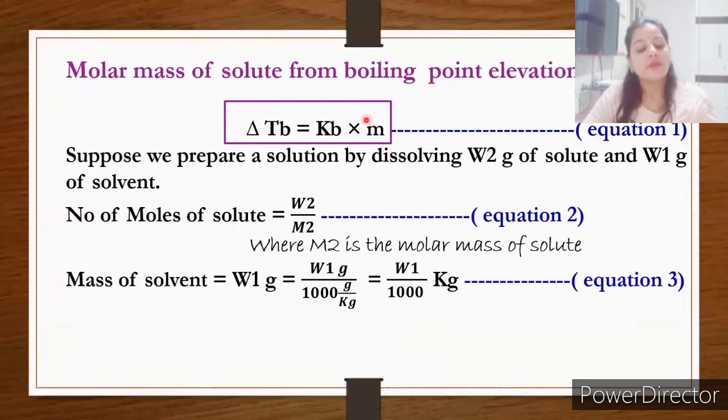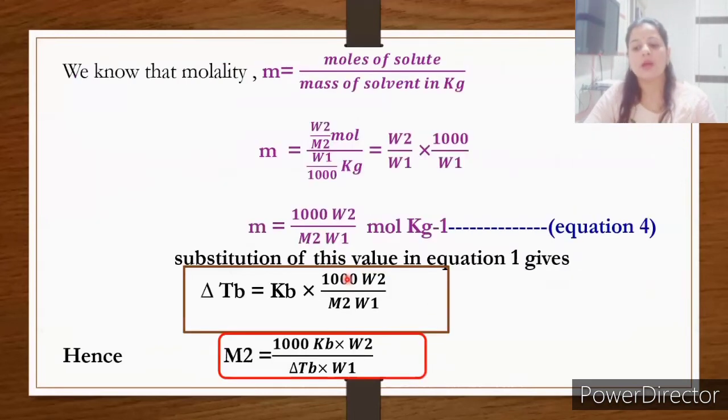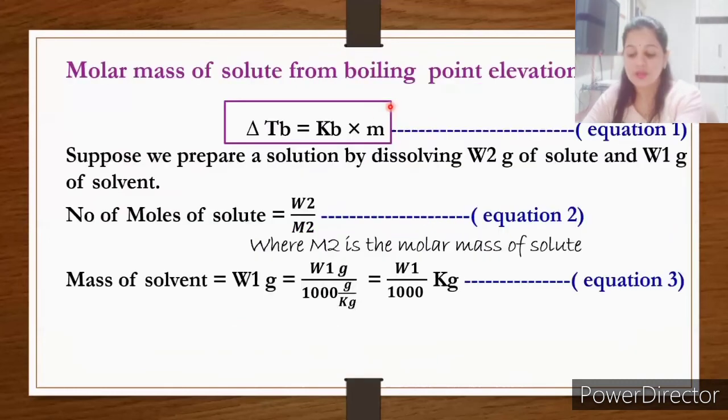Then similarly, the mass of the solvent, in this case I have taken W1 grams. Always we know that in molality we express the weight of the solvent in kg. So I have to convert this gram into kg. So this will become W1 upon 1000 gram per kg, that will become W1 upon 1000 kg. I have converted the mass of the solvent into kg, W1 upon 1000 kg.